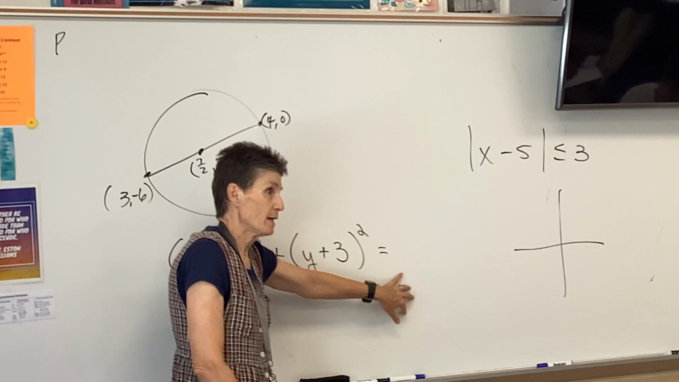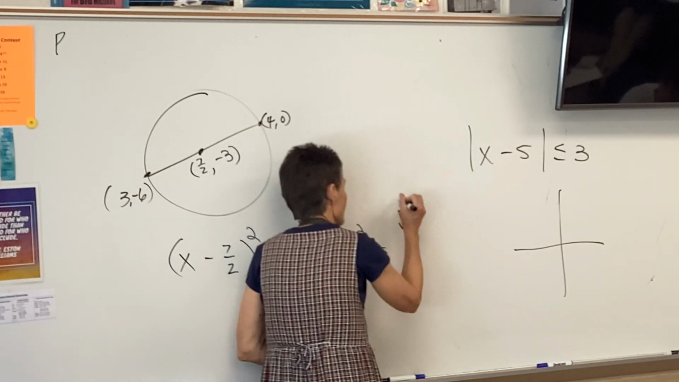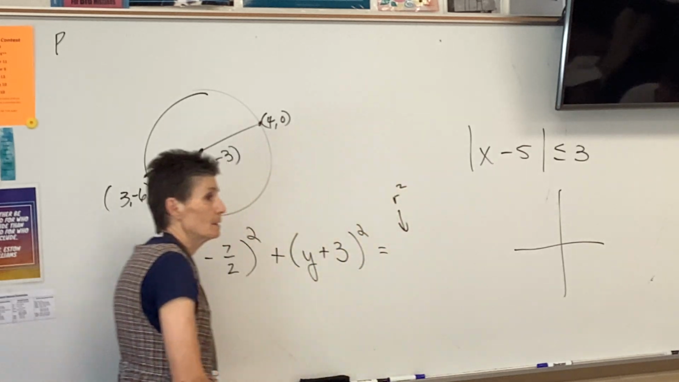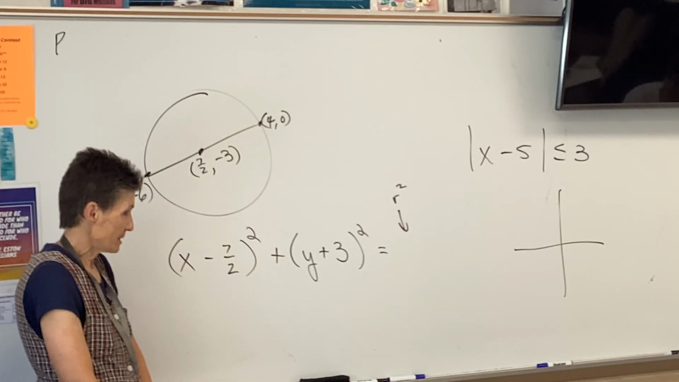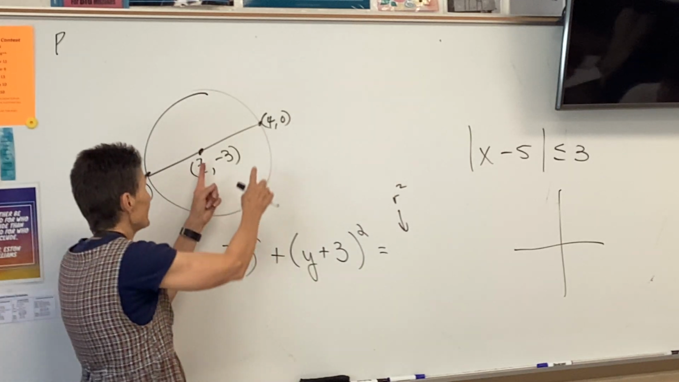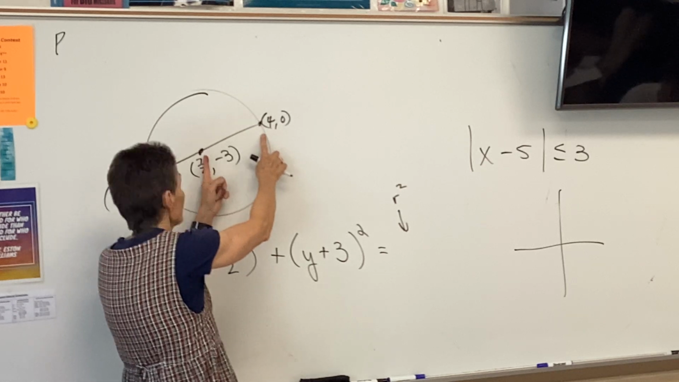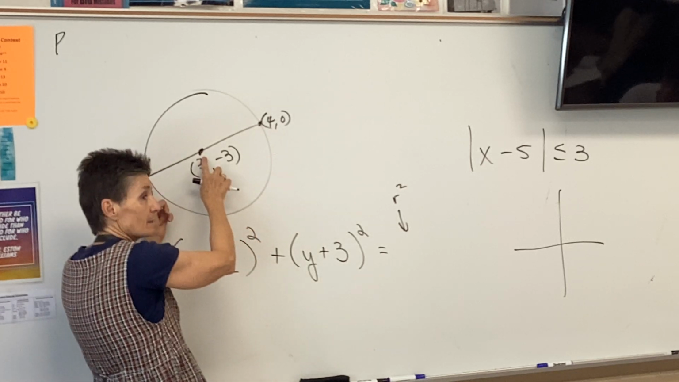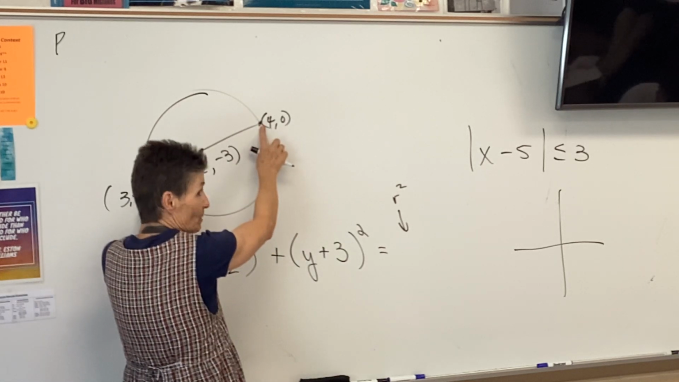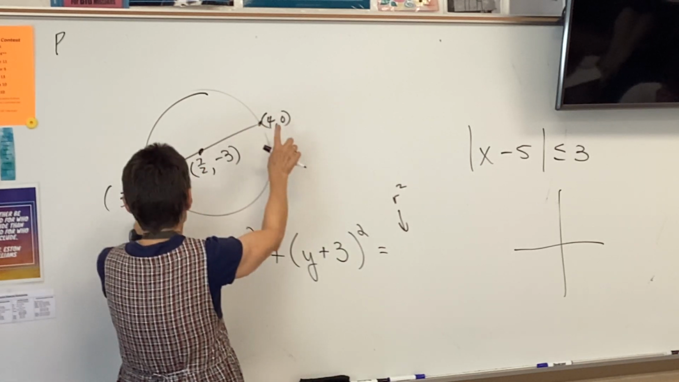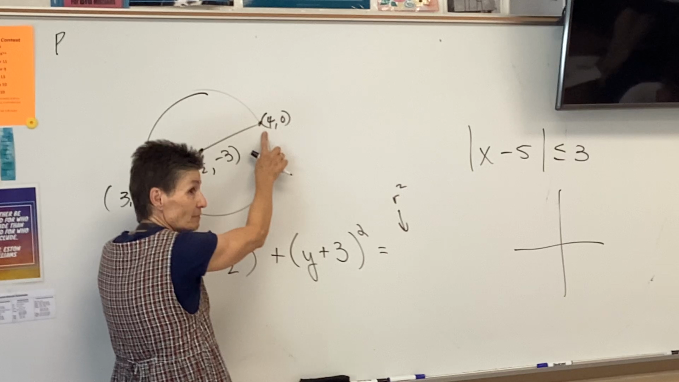What's your radius squared? Remember, this is r squared. So how am I gonna find my radius? That's just the distance between. That's just the distance. So would this be a radius? Yeah. Would that be a radius? Yep. Now, this would not be a radius. If I did this, I'd have to cut it in half.